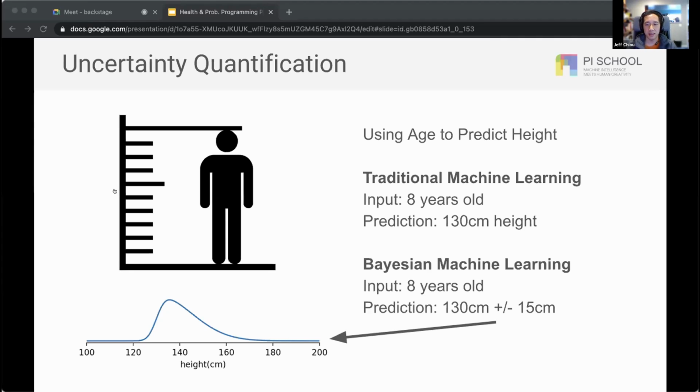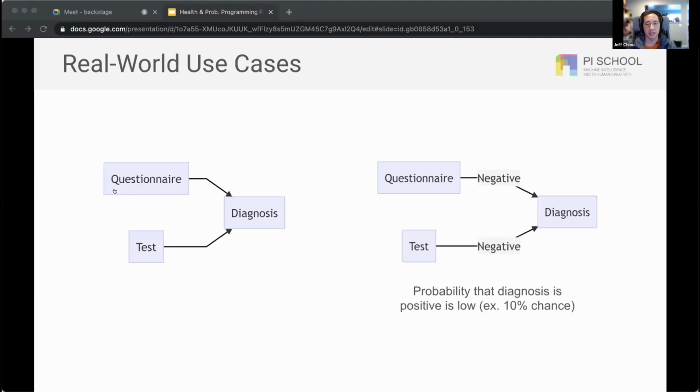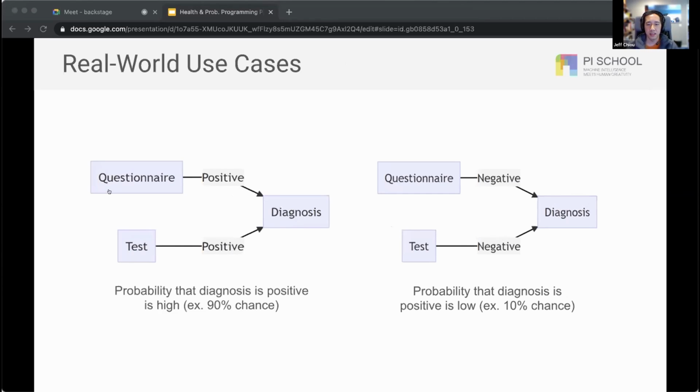So now let's look at a real-world use case of Bayesian networks. So a doctor makes a diagnosis based on a questionnaire and a test. Intuitively, if the questionnaire suggests a negative diagnosis and the test is also negative, then the true diagnosis should be negative. Bayesian modeling quantifies that into, for example, a small 10% chance of a positive test. Now, if the questionnaire is positive and the test is positive, then the probability that the true diagnosis is positive is high. So for example, it might be a 90% chance.